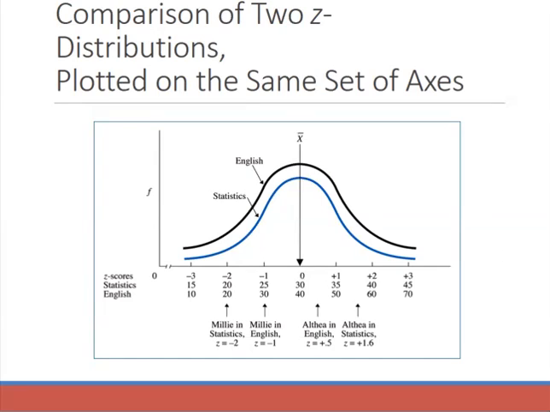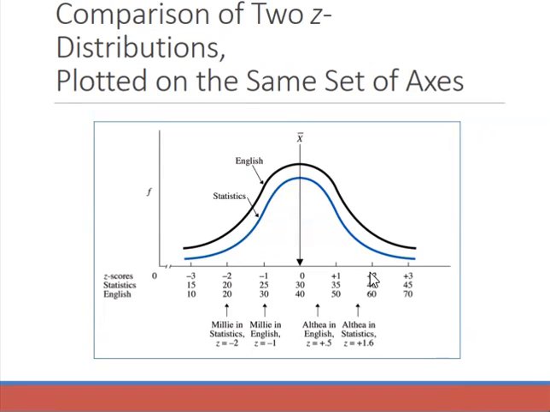So because the z distributions all have the same mean and same standard deviation, the individual scores can be directly compared. So if you get a 40 on your statistics exam and a 50 on your English exam, it might be tempting to conclude that you did better in English. But if you look at the z-scores, a score of 40 in stats is actually a z-score of +2.